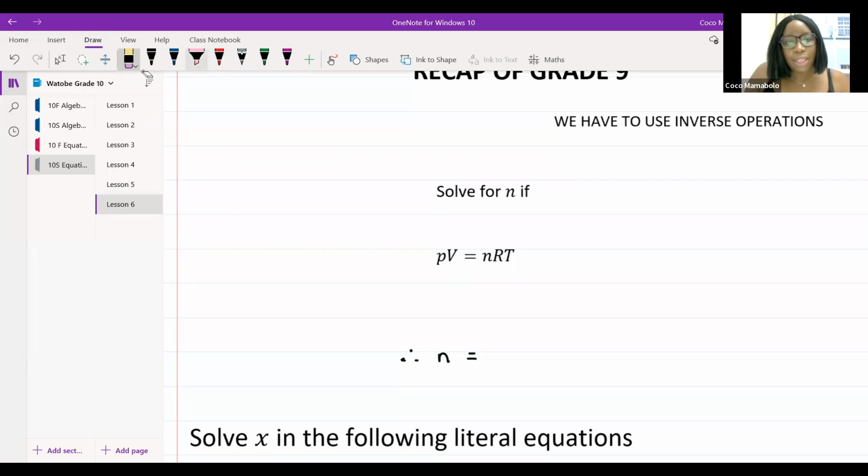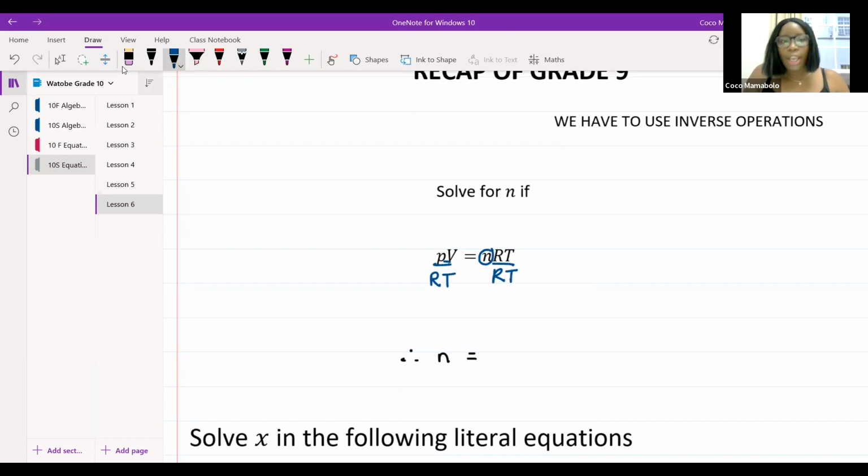Now, let's think about this. When I had 3x, okay, when I had 3x, I divided by 3 to get rid of the 3 so that I could put x on its own. Now over here, guys, I want n on its own. So how can I get rid of this RT that's multiplied by it? Kate, you are a rock star. You are a whole rock star. We're going to divide by RT. We're going to divide both sides by RT. And what I do on the right-hand side, I'm going to do on the left-hand side as well.